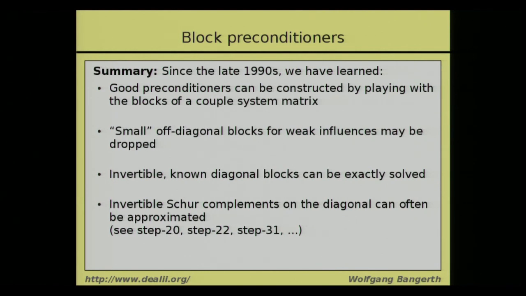Essentially, the point I wanted to make with this is that when we play with these blocks of a matrix, we can come up with very efficient preconditioners that we can construct by inverting diagonal blocks if we know them, dropping certain off-diagonal blocks that we know don't have that much of an effect. If we know how to invert diagonal blocks, for example, because they correspond to an individual physics, then we should do this.